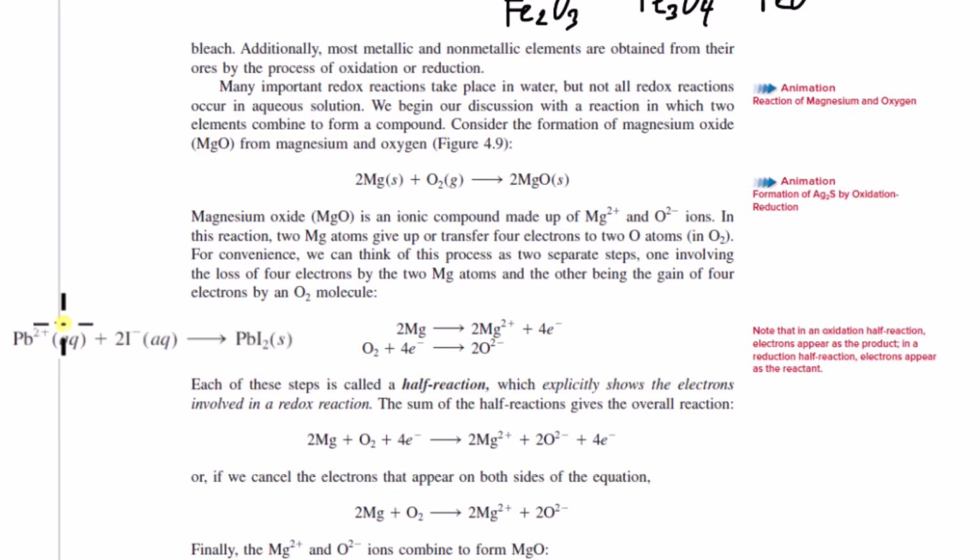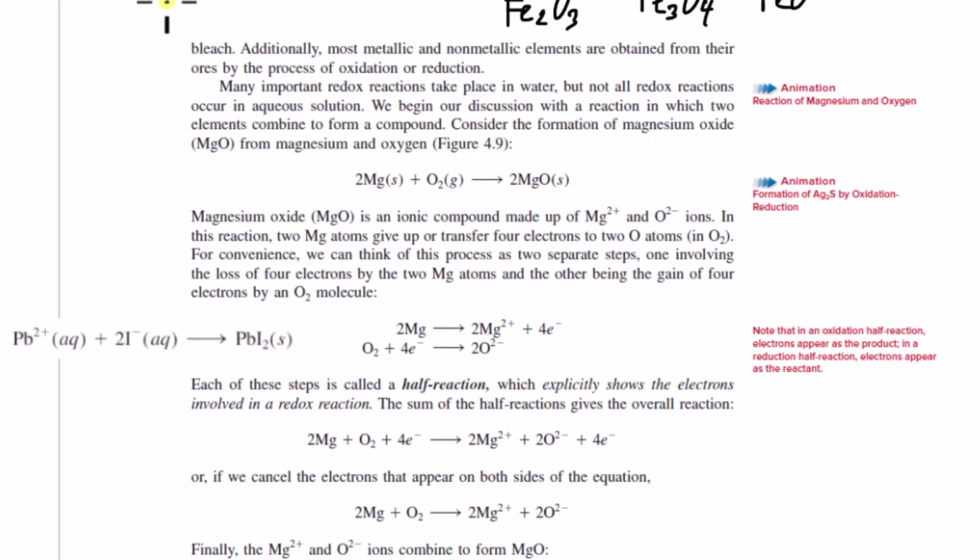We started with Pb2+ and I-, and we ended with Pb2+ and I-. So this is not a redox reaction. The precipitation reactions we analyzed were not redox reactions. And if we did the same kind of analysis with any of the acid-base neutralization reactions we analyzed, we would see the same result, that those were not redox reactions.